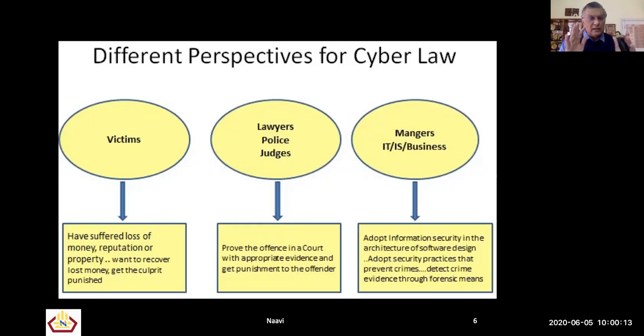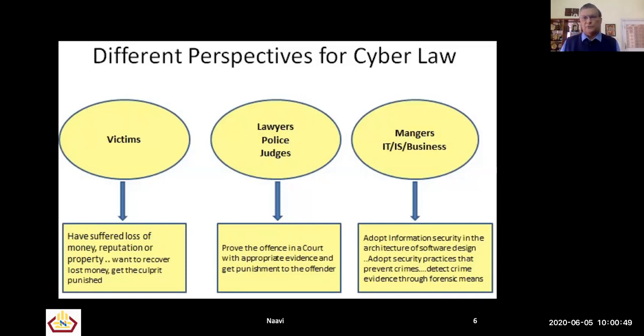So he wants to recover the lost money. And in certain cases where there is personal vengeance, he wants the particular accused to be punished. So the victims have this focus: what is there in cyber law which will protect my loss and which will ensure that the person who caused damage to me will get punished. The lawyers, the police and the judges, their focus when they look at the Information Technology Act is: how do I prove an offense in a court with appropriate evidence and ensure prosecution of the offender?